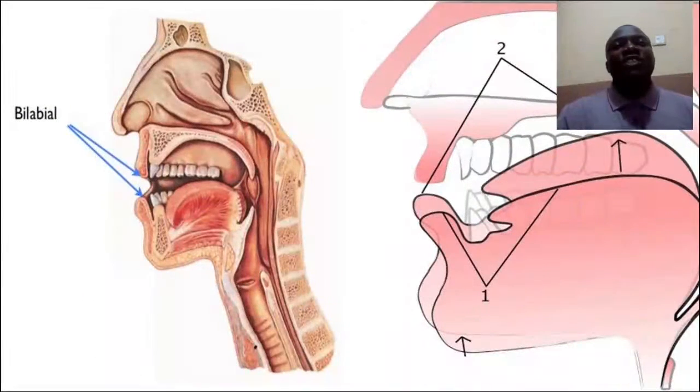Now, we have this chart here, the /w/ chart and the /j/ chart. The /w/ sound is called bilabial. That is your two lips coming together to produce this sound. And for the /j/ sound, your tongue has to touch the upper roof of your mouth to produce this sound.